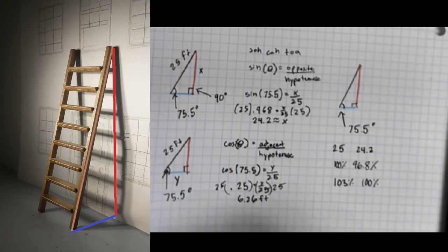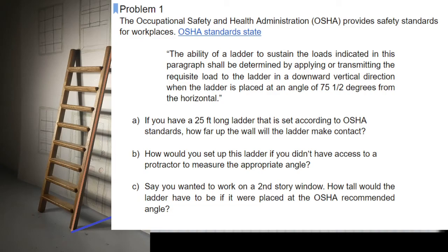Yeah. So that answers problem 3. That's how tall the ladder would be. The ladder would be 103% in terms of length of the distance from the bottom of the second-story window to the ground.